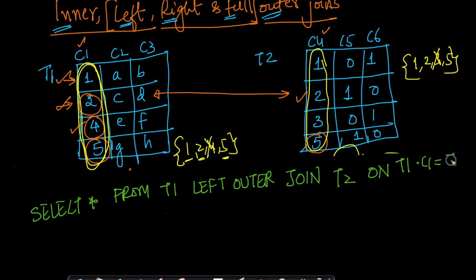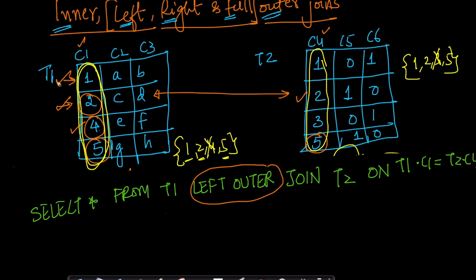T1.C1 is equal to T2.C4. Let's assume this is my SQL query. Now let's break it down. What is the only difference from the previous query? We added this part. Instead of a simple join, we added something to it. So this is called a left outer join. What happens in a left outer join is this. Let's write the resultant so that it's easier for you to understand.